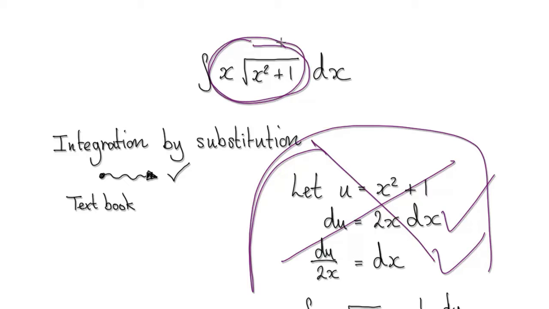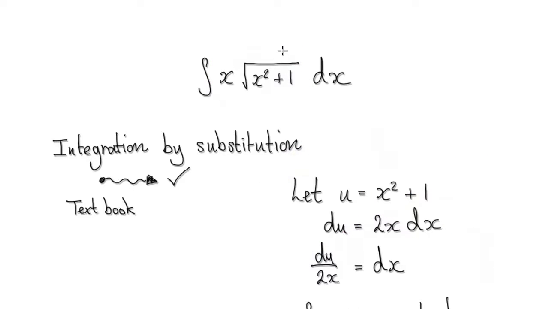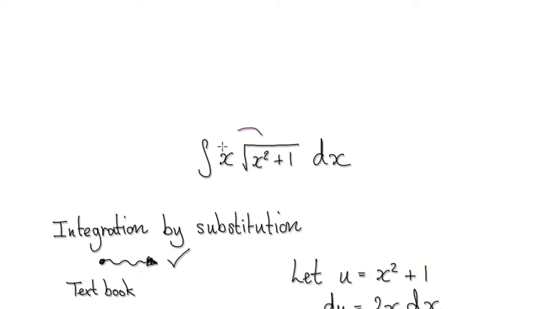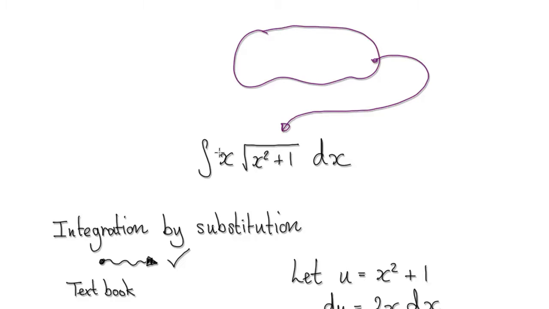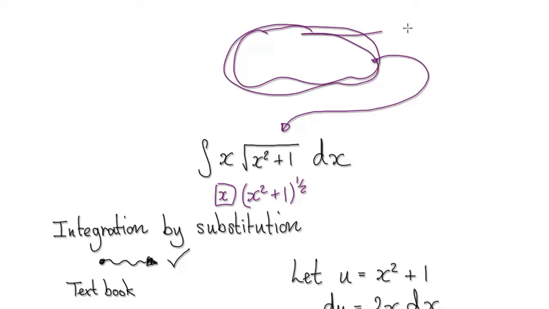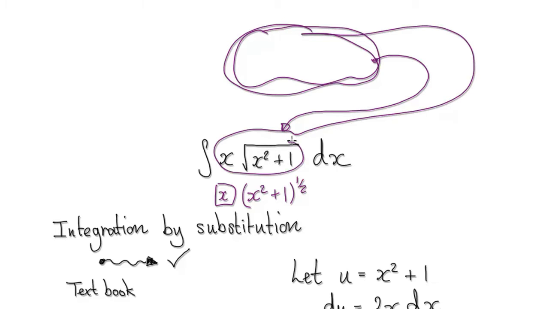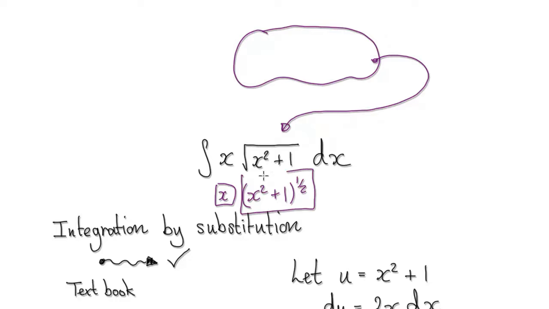How do you integrate this? Well, me asking you to integrate this is the same as me asking you to find something in such a way that when you differentiate it, it will give you this thing here. So let's imagine this thing as being x as one block, and then this thing here as being x squared plus 1 to the power of a half, because that's what square root is. So now we are trying to guess something in such a way that when you differentiate it, it gives you this thing here. So what you do is you make this to be your initial guess.